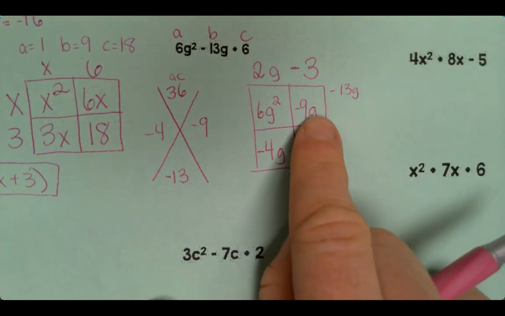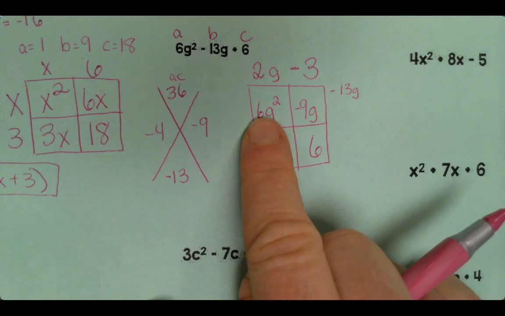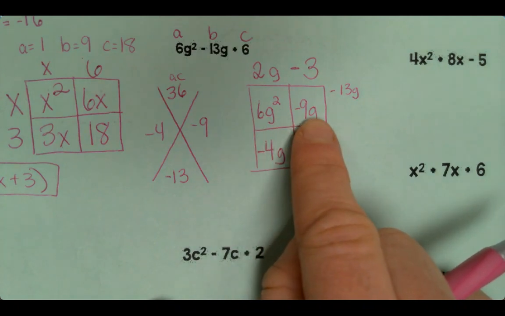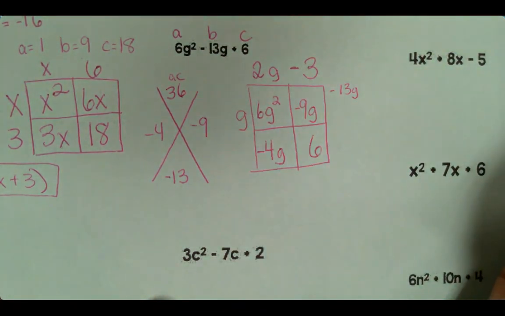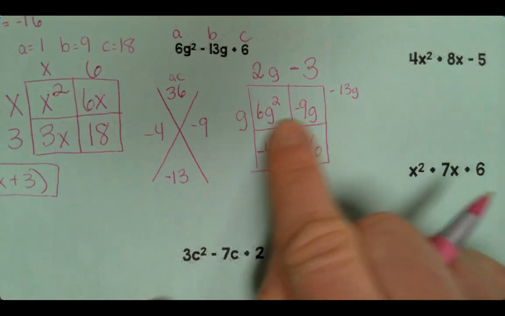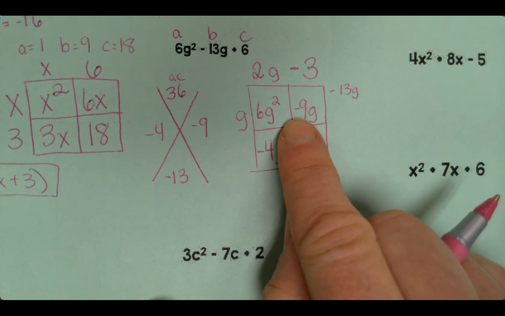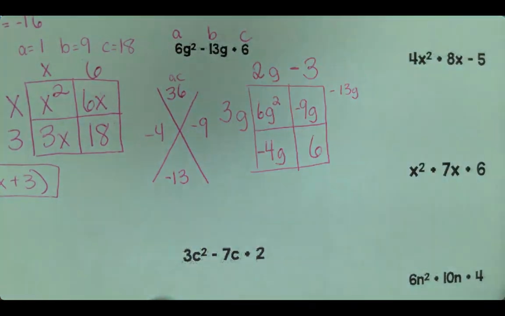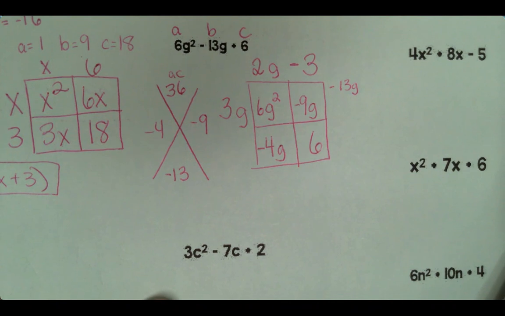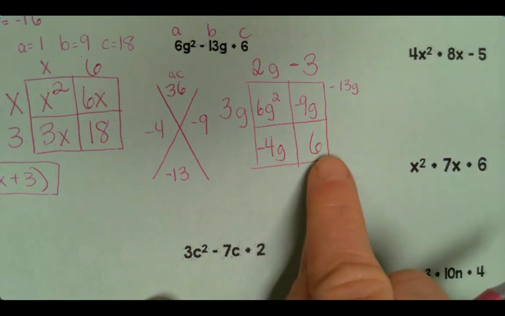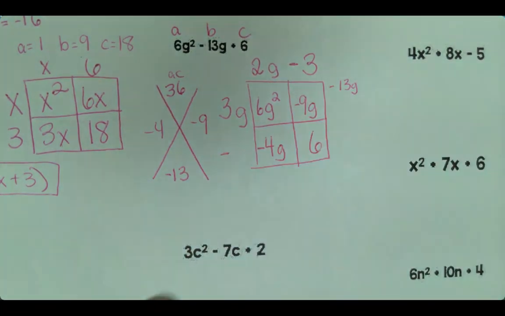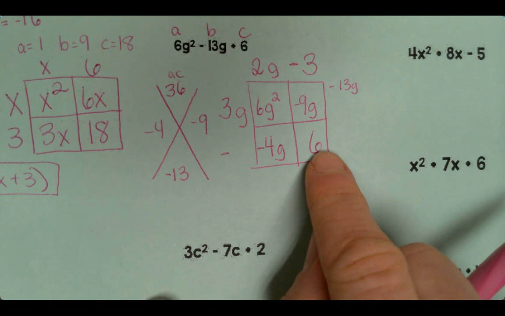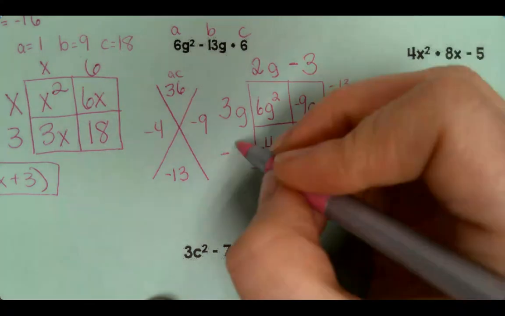And then we go to this next row. 6g squared, -9g. They both have g's. Let's go ahead and put a g there. We already did 9 and 6, right? What divides both of these evenly? 6 and -9? 3. Okay, and then we do this one. The first term is negative, so we have to pull out a negative. Yep, 4 and 6. So we've already done 4 and 6. -2.